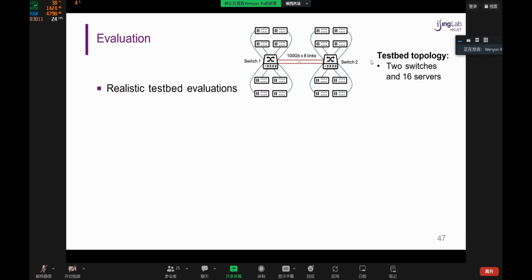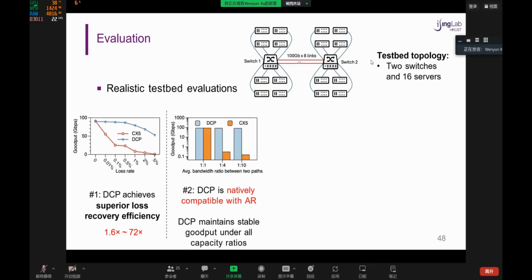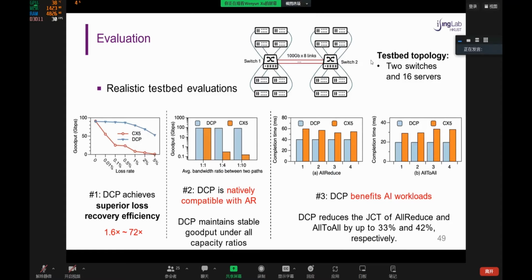They conducted extensive tests by experiments. The testbed is shown here with 2 Tofino switches and 16 servers. They use several benchmarks to demonstrate that DCP achieved superior loss recovery efficiency. DCP is natively compatible with adaptive routing, or AR for short, in the experiments. And DCP provides benefits for AI workloads. DCP reduces the JCT of all-reduce and all-to-all by up to 33% and 42% respectively.